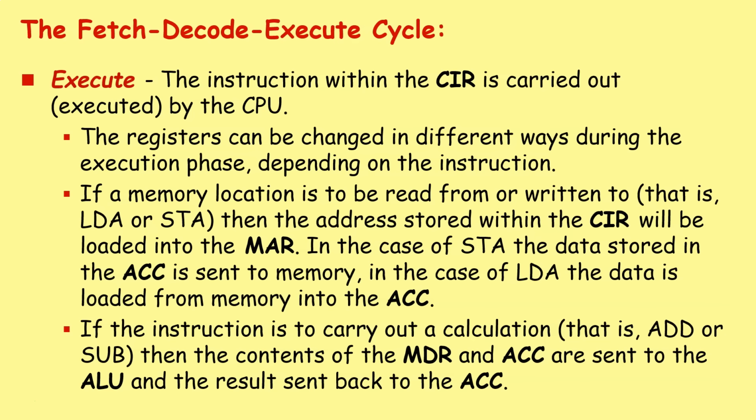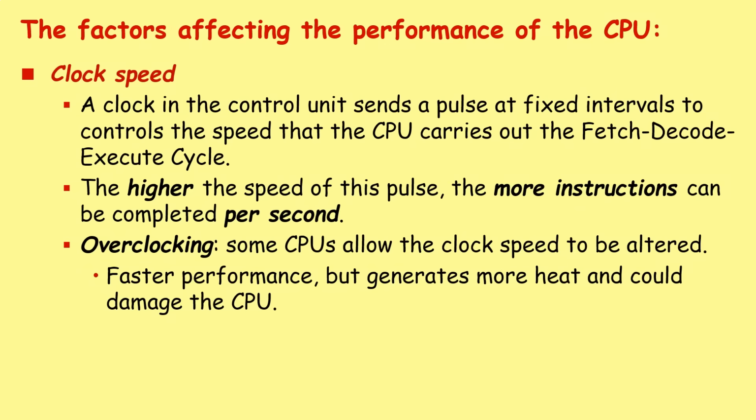If the instruction is to carry out a calculation, that is an add or a sub operation, then the contents of the memory data register and the accumulator are sent to the ALU and the results sent back to the accumulator. Next, we have the factors affecting the performance of the CPU, starting with clock speed.